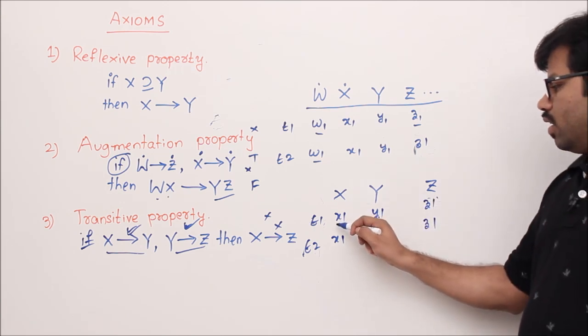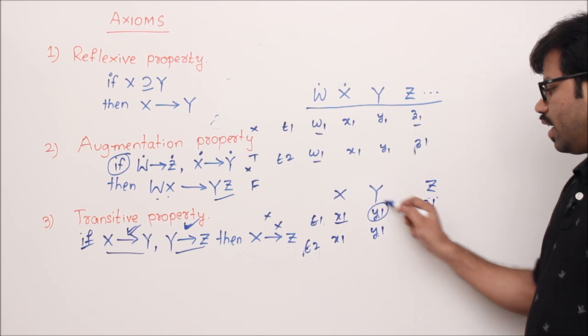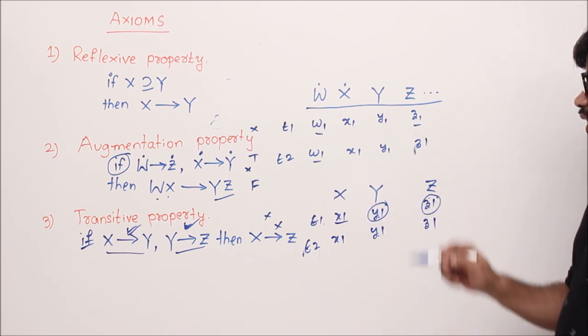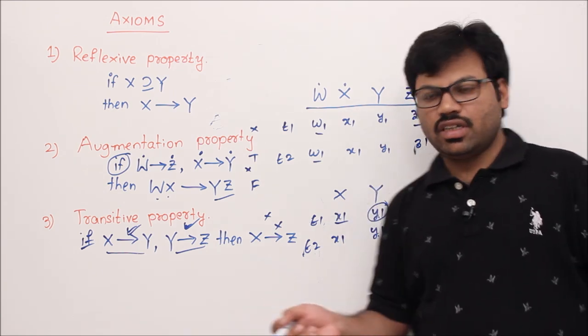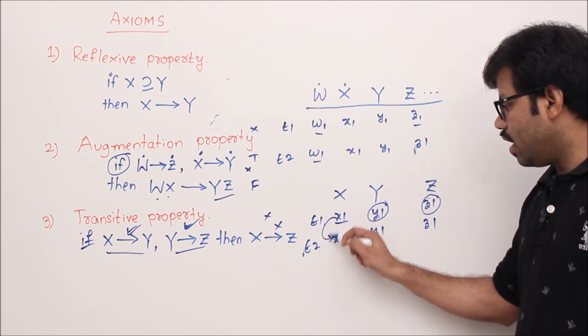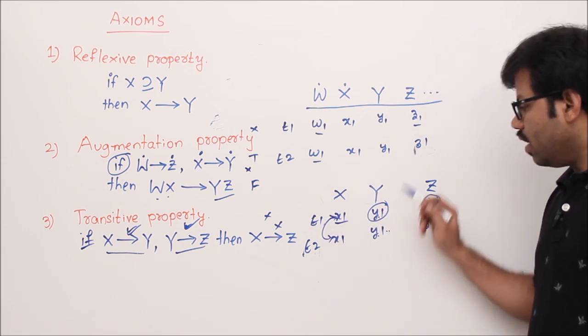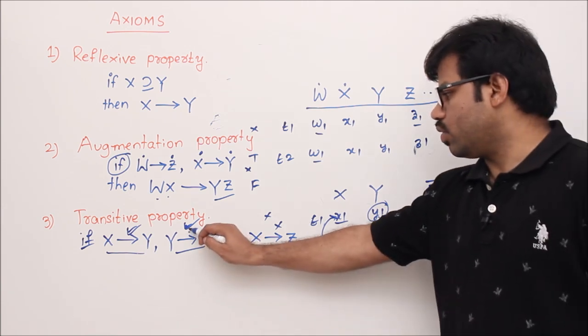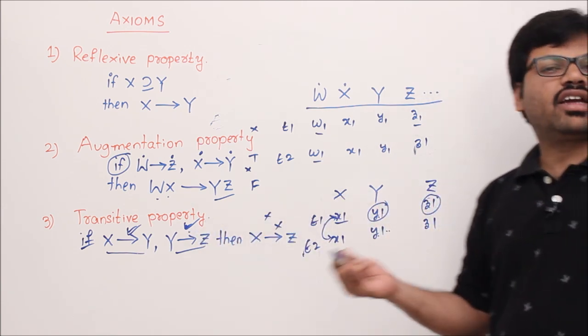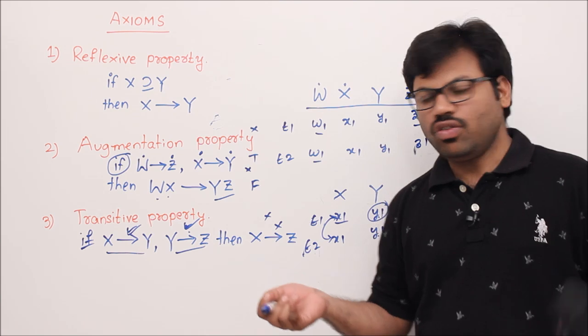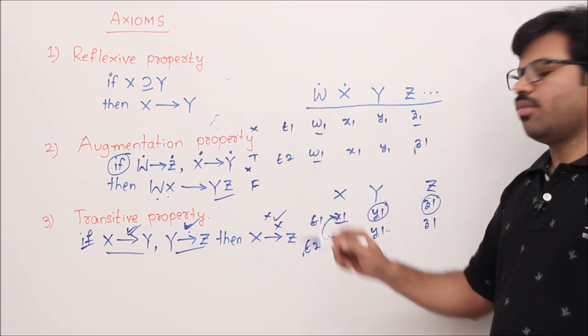Then automatically, if X values agree, Y values will agree. If Y values agree, then Z values agree. Automatically, X determines Z. If X values agree, automatically Y values are agreeing. Y values agree, then according to this rule, Z values also are agreeing. Indirectly, Z values are agreeing. So that means X automatically determines Z.